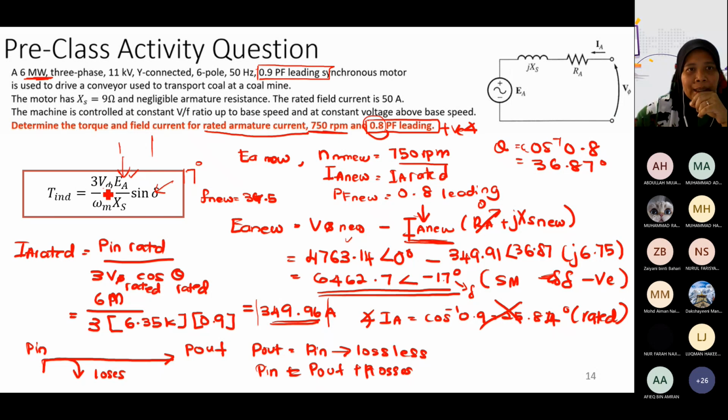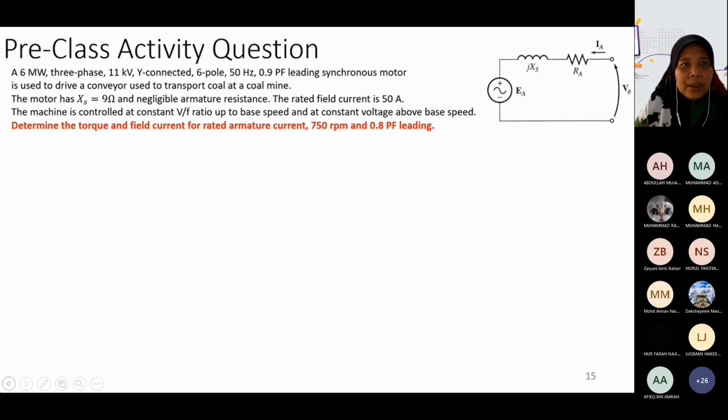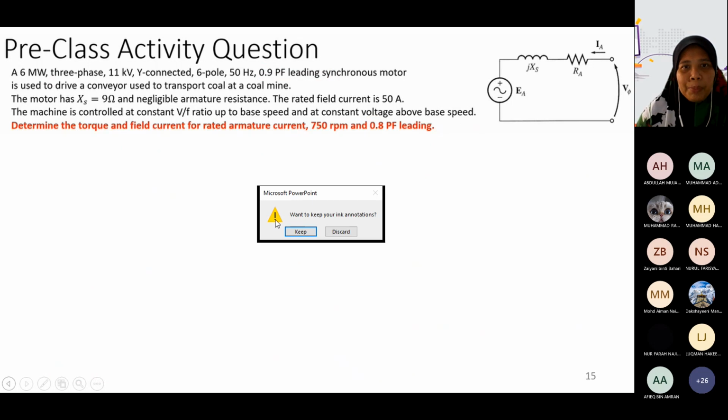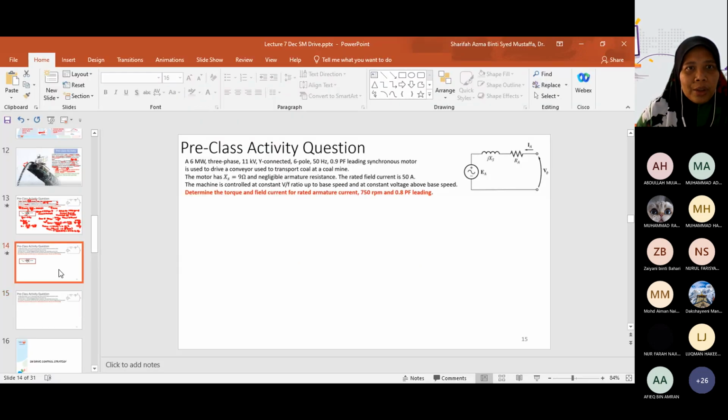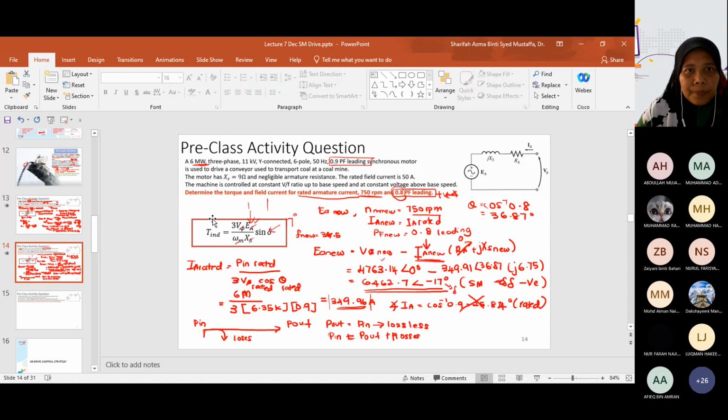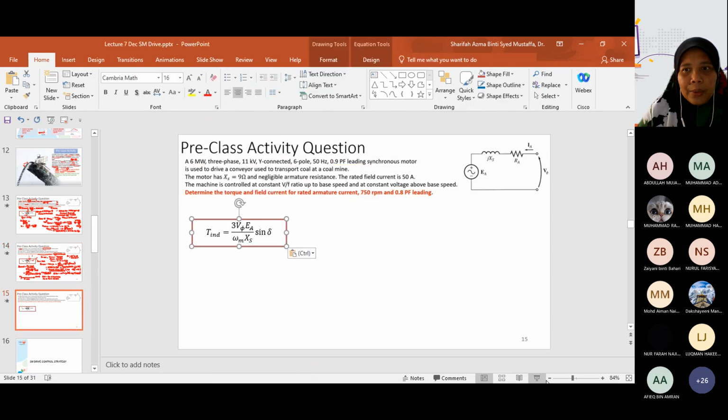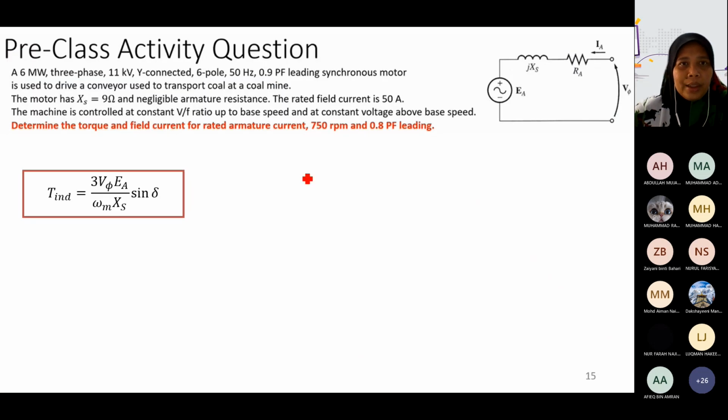So V phase is available, omega is available, XS, EA, sin delta are also available. Let's calculate the torque. Okay, put all the values in and calculate the torque. We are using this equation: TE equal to 3 V phase. What is the V phase just now? 6350.85.